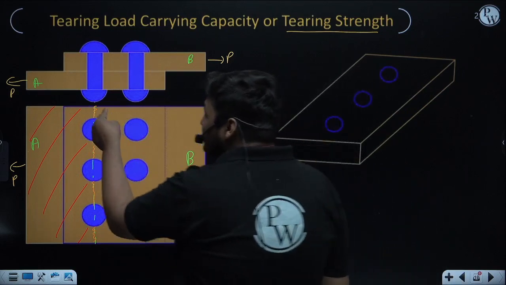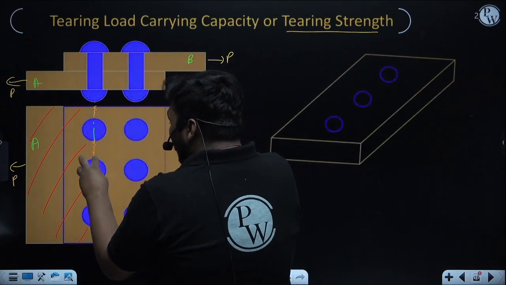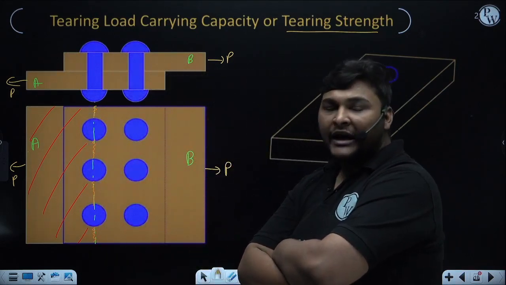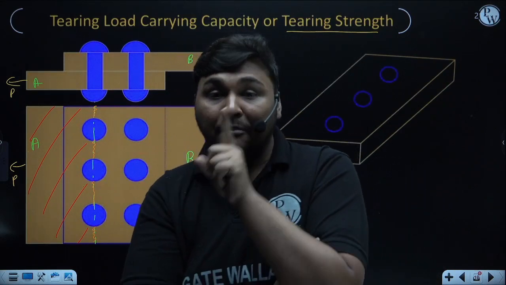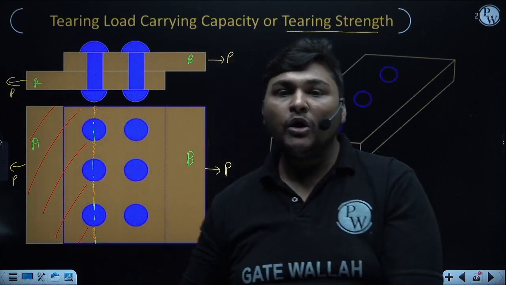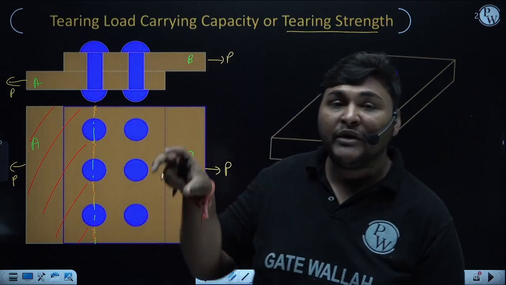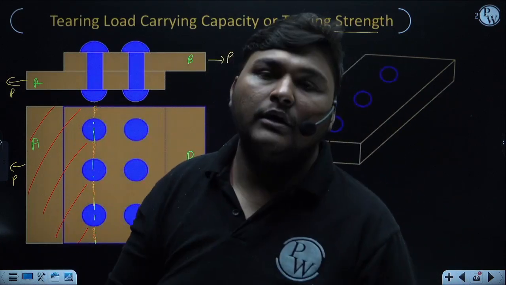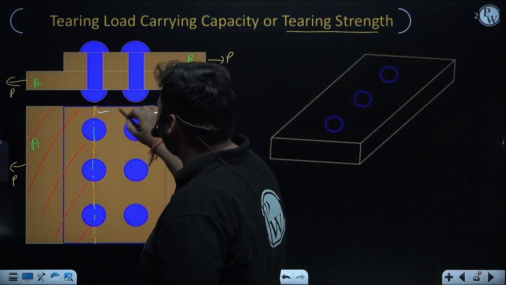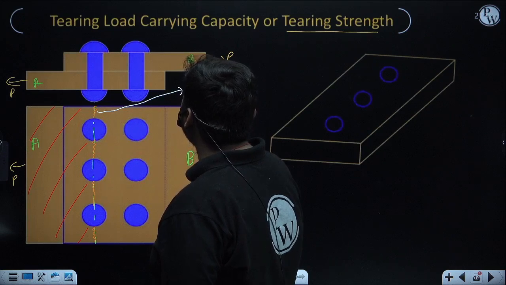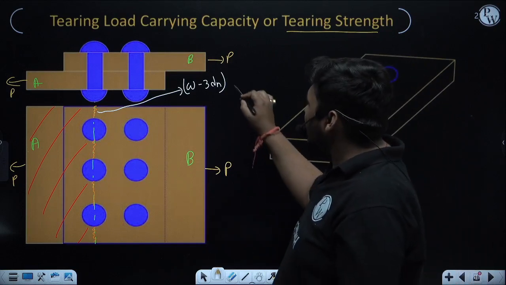But in this section, how to calculate the effective width? The total width of the plate is W. But in this section, three holes are coming. So in this case, the effective width will be W minus 3dh. Means we need to subtract the diameter of the hole, because here we are calculating the effective width of the plate. So for this diagram, the effective width will be W minus 3dh, into the thickness of the plate.